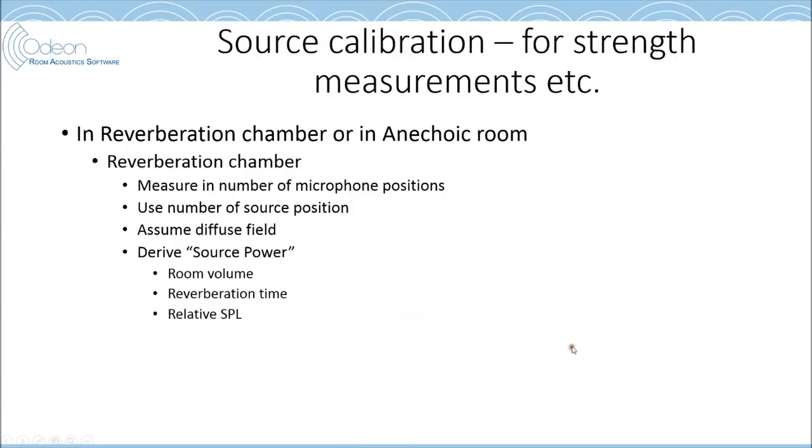Let's have a look. Normally we have performed the calibration in a one-step process, which sounds like it's easier than a two-step process, but it isn't. It can be performed in a reverberation chamber or in an anechoic room. I'll just cover the reverberation chamber here. You measure in a number of microphone positions, using a number of source positions, you assume diffuse field, and you derive source power according to the room volume, reverberation time, and relative SPL as derived from the measurements. And this is an average.